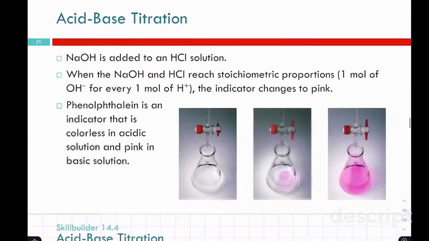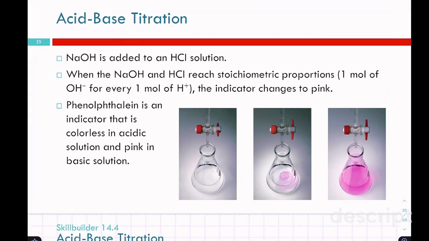It turns pink because it's an acid? Or it turns pink when it's neutral, so when all of the acid and all of the base have reacted. And the indicator is a special dye that you add to the solution.